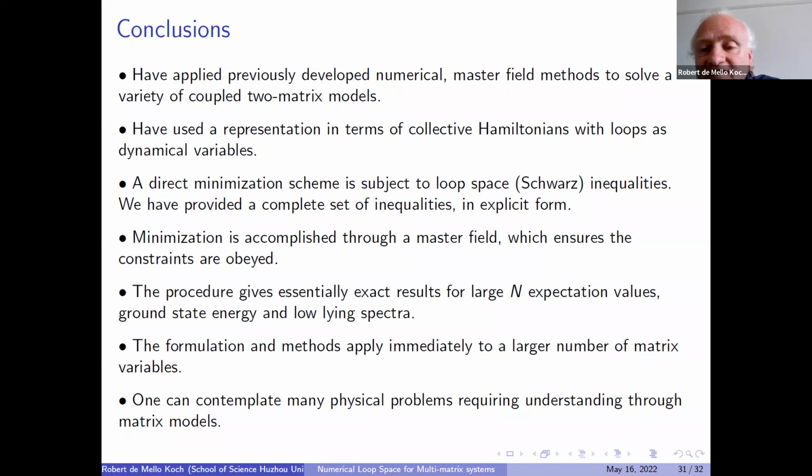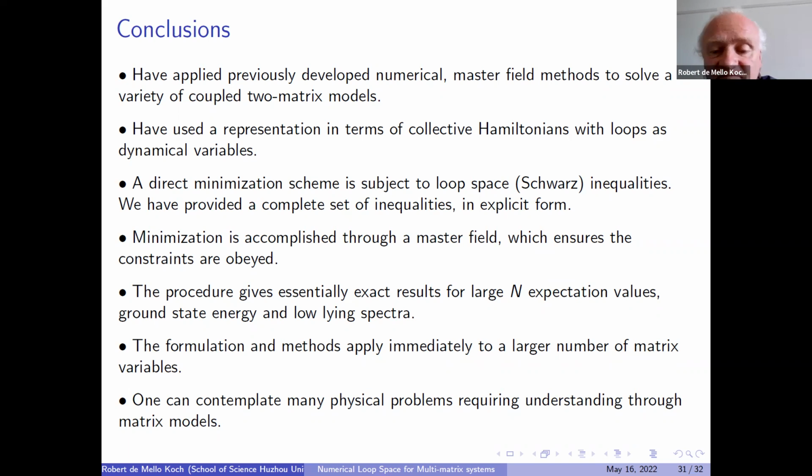Direct minimization fails because it's actually a constrained minimization. You have to respect positivity of the loop joining matrix. But you can convert the constrained minimization into an unconstrained minimization simply by using a parameterization in terms of this master field. The procedure gives essentially exact results for large n expectation values and for ground state energies and low-lying spectra. These are interesting quantities to study in a multi-matrix system.